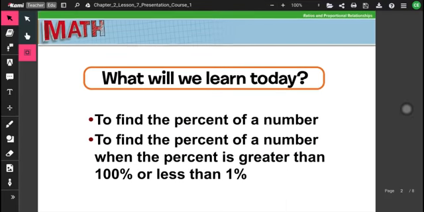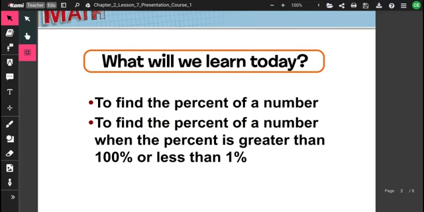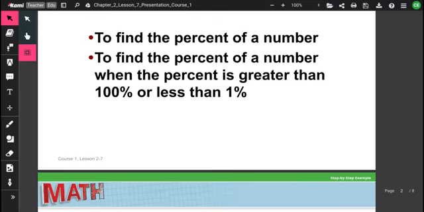All right, so today we are going to be learning about how to find the percent of a number, and to find the percent of a number when the percent is greater than 100 or less than 1.